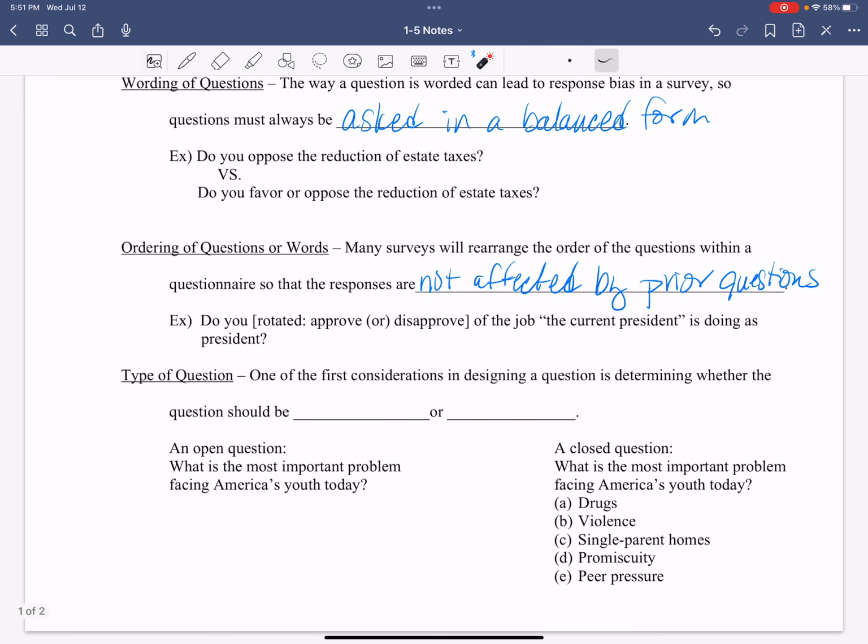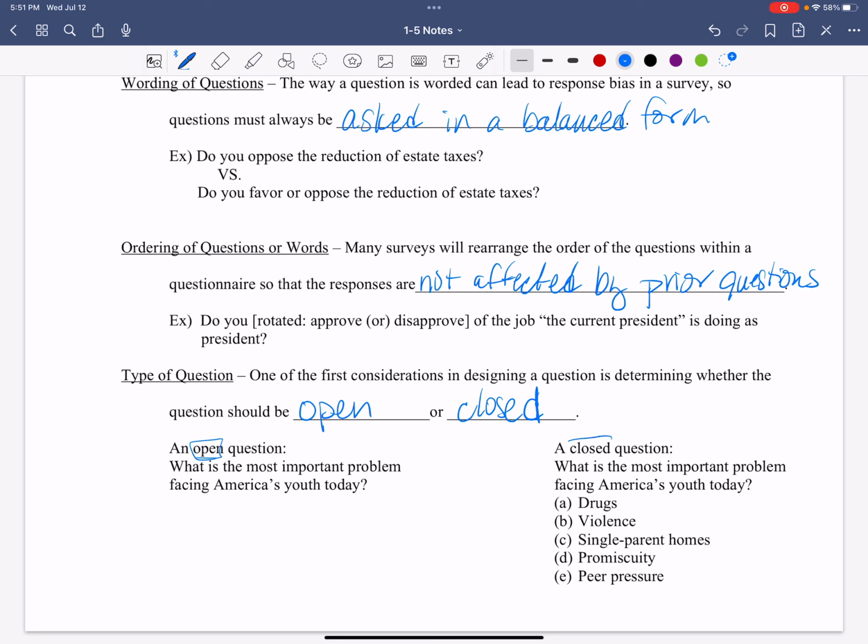That's the goal here. Okay, and then the last one we're going to talk about is that the type of question makes an impact. One of the first considerations in designing a question is determining whether the question should be open or closed. An open question is, what is the most important problem facing America's youth today? That's an open question. Free response. What do you think it is? That's an open question.